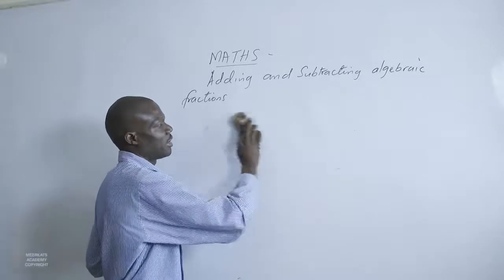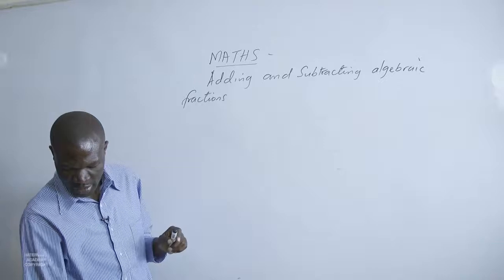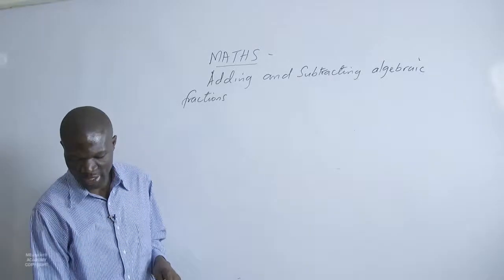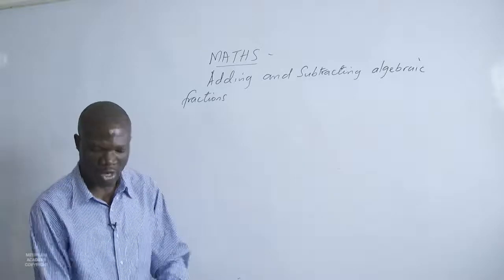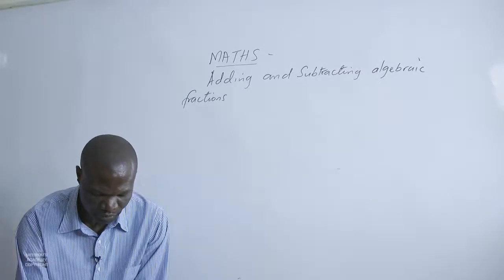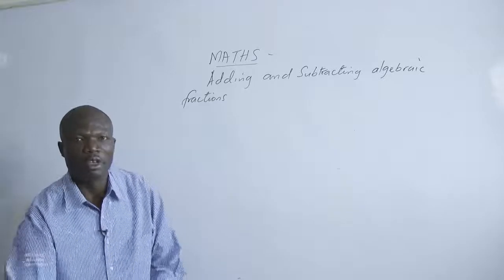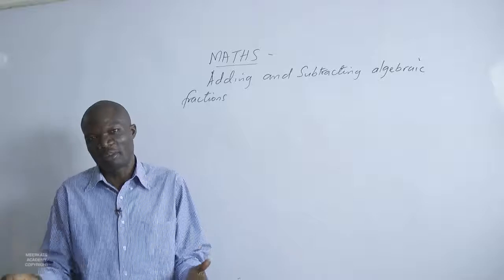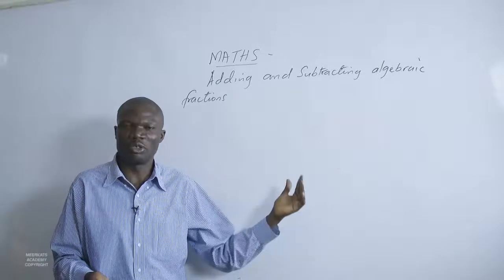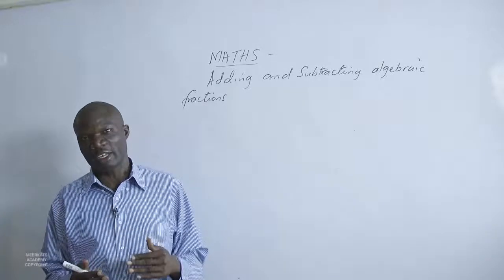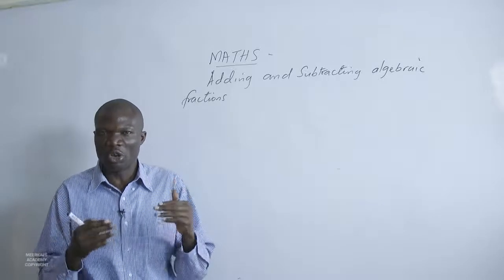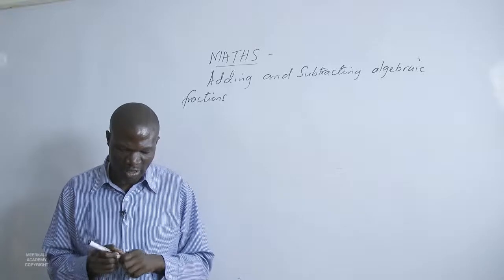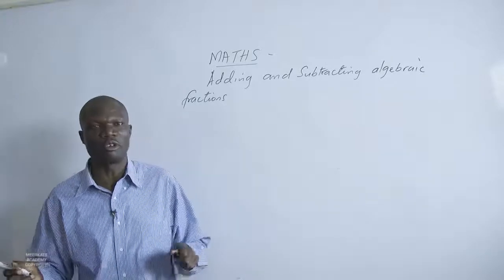In a case where we have different denominators, we shall be required to find the least common denominator and use it to work out. I'll take an example of an ordinary fraction which doesn't have the same denominators, and then we approach it and see how we would solve that.